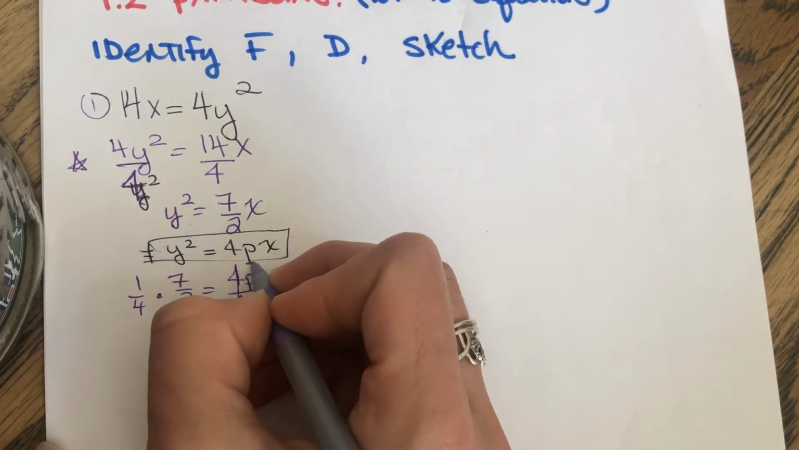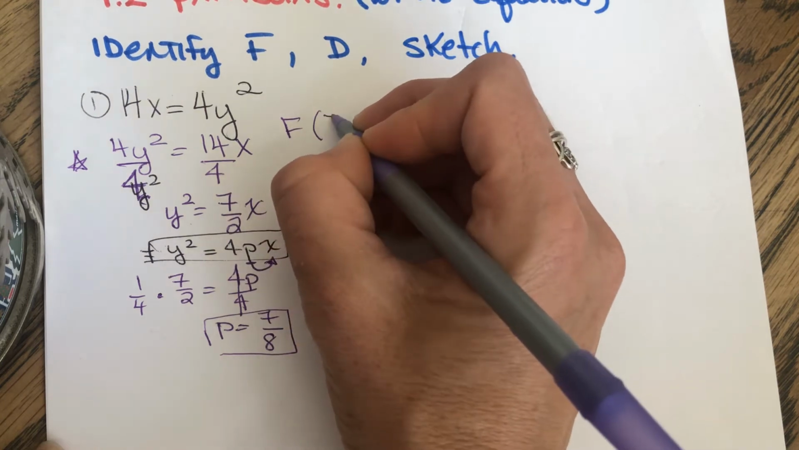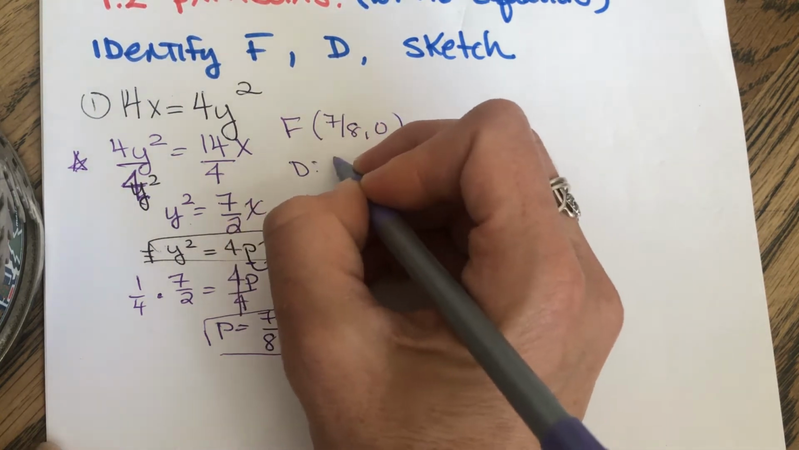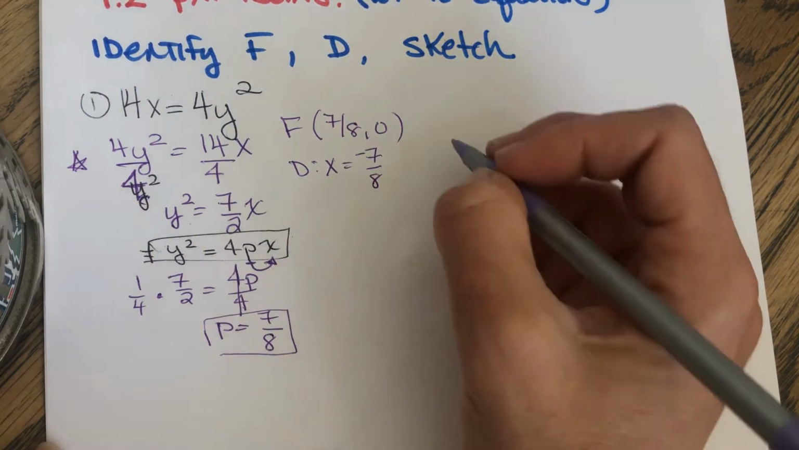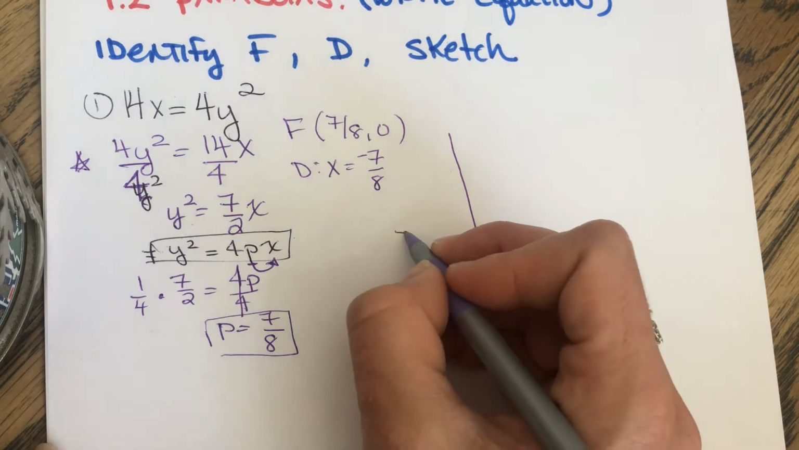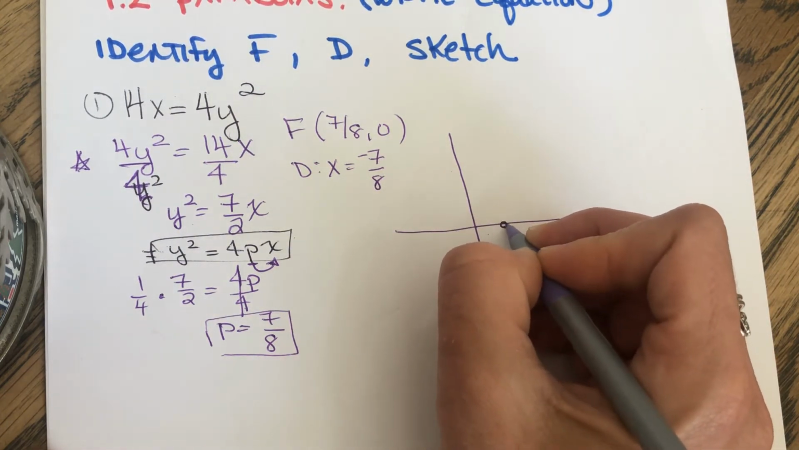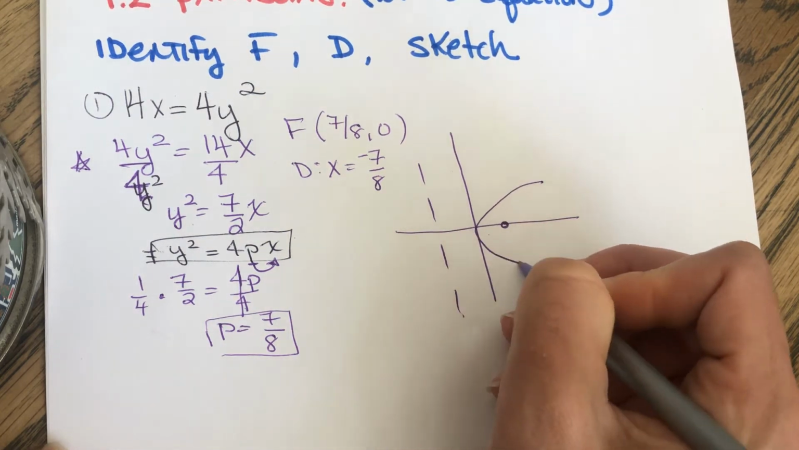Okay, p is next to our x. So my focus is an x. My directrix is an x, the opposite. And then when I do my sketch, 7/8 is on the x, so let's just pretend it's right here. Here is the negative version of it. So here is your parabola.